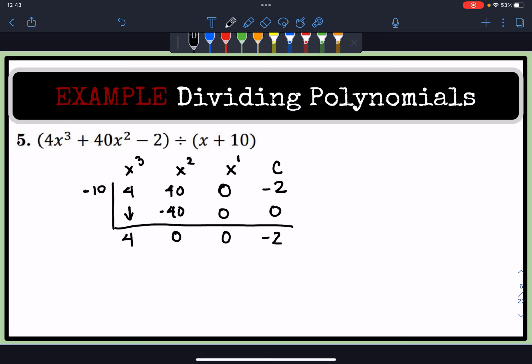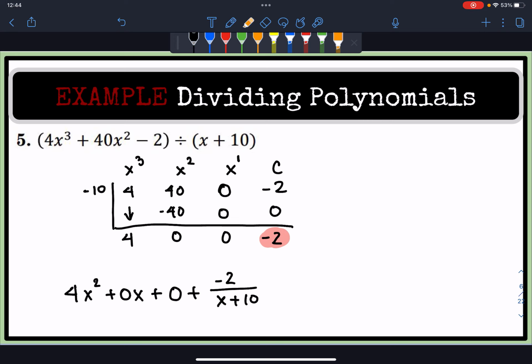So here, our answer is going to be 4x to the second power plus 0x to the first power plus my constant of 0. And since this last number here is the remainder, let me show you how we write a remainder now that we actually got a remainder that is not 0. So we're going to add this remainder of negative 2, and we write it over our quotient of x plus 10. So this is going to be our solution.